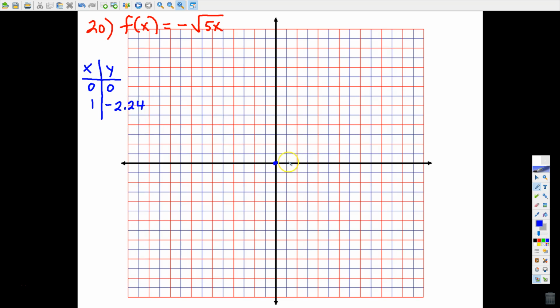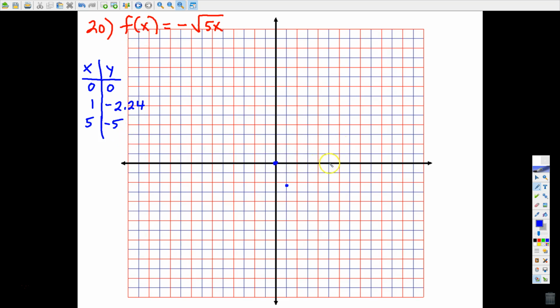Okay, so 1 for x, and then negative 2, and then just a little bit more on the y. And let's just do another one. An easy point, maybe you've already discovered this, would be 5. Because that would give me the square root of 25, which is 5, but this makes it negative 5. So for f of 5, we get negative 5.